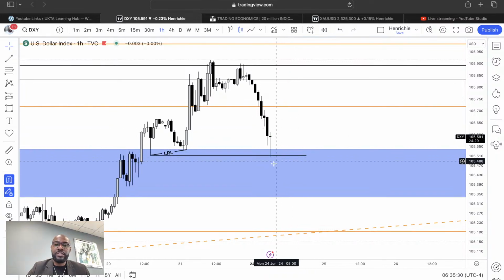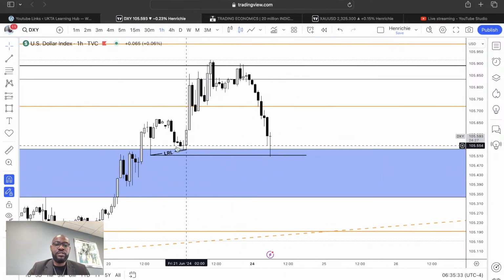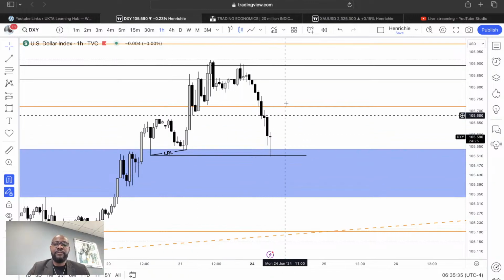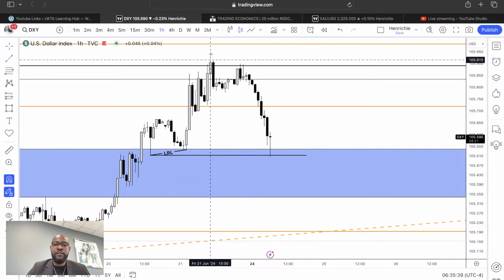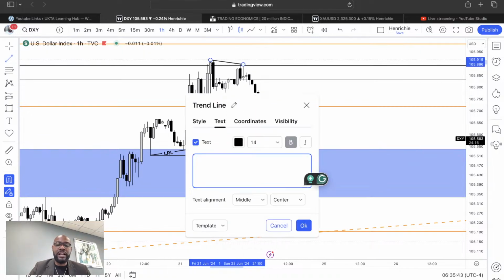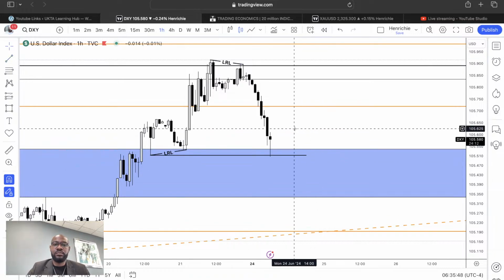So if we're going to continue to the upside on the dollar, this is going to be the major key area for us to continue to the upside and gravitate above these highs, running this buy side liquidity, because right here we still have a low resistance liquidity resting at the highs right here. So you can see that very nicely.